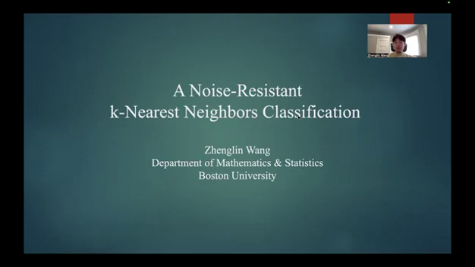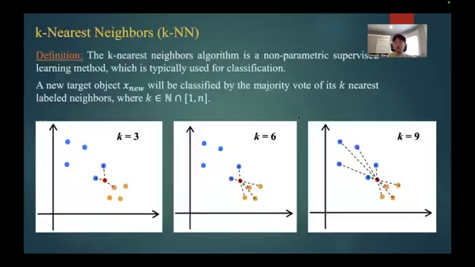So the theme is noise-resistant k-nearest neighbors classification. Let's talk about the original k-NN first. It's a kind of non-parametric supervised learning method, and usually we choose k between 1 and the sample size, and definitely it's an integer. So there is a very simple visualization.